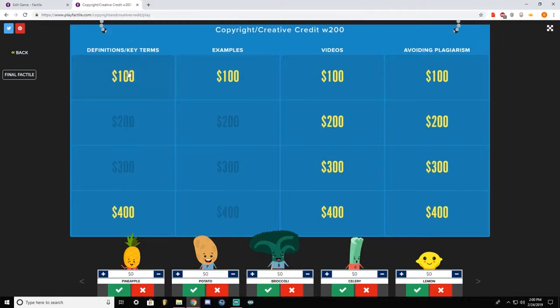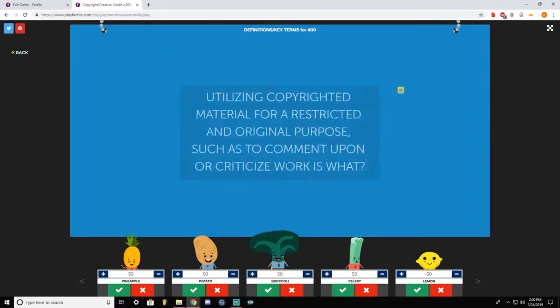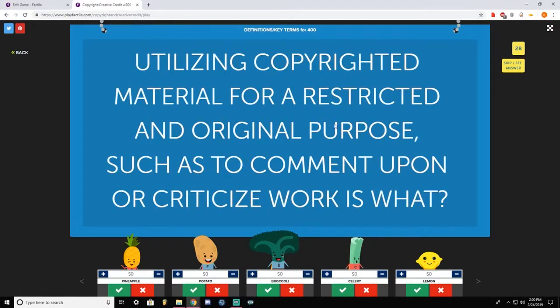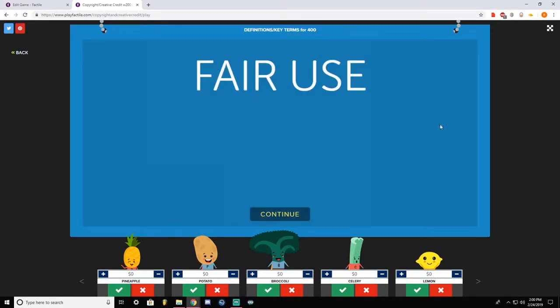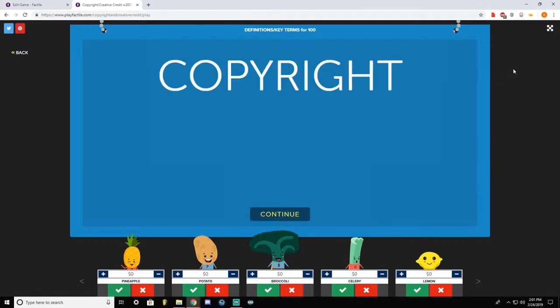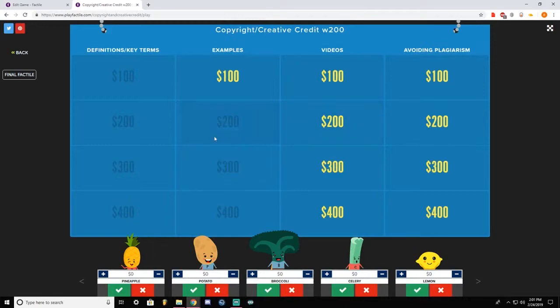I added some key terms. The key terms for the lesson plan were copyright, plagiarism, infringement, and fair use. I used all those. I just put the definition of them here, and then the answer, which the students wouldn't have to answer. I have copyright and all that, all the key terms here.